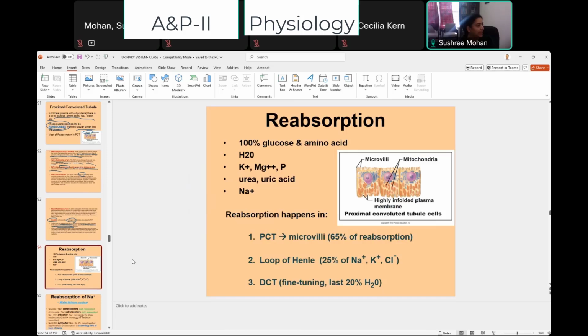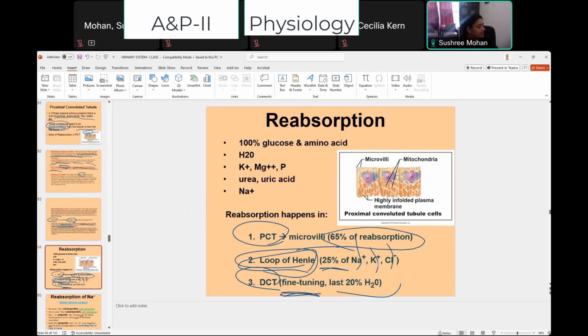If you are looking at reabsorption, the PCT, with its microvilli, will do 65% of reabsorption. The loop of Henle will do 25%. Sodium, potassium, and chloride reabsorption will happen in the loop of Henle. The DCT will do fine tuning. The last 20% of water will be completed in the DCT.